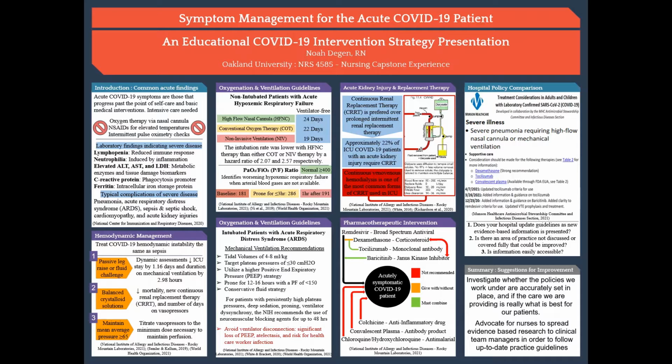The World Health Organization, or WHO, recommends Levophed as a first-line vasopressor to maintain a mean arterial pressure of 65 or greater. This should be titrated to the lowest possible dose to reduce potential side effects while still maintaining organ perfusion.